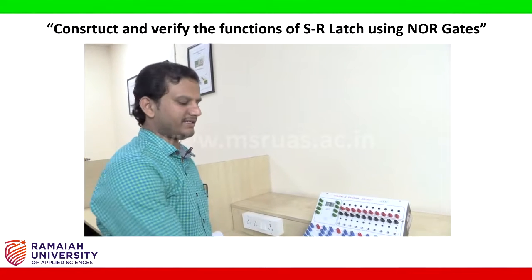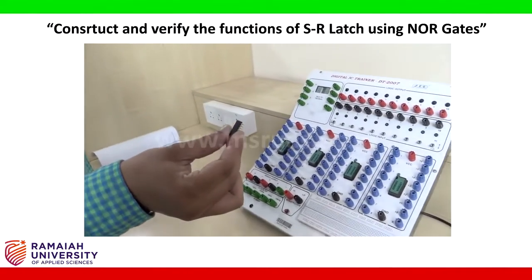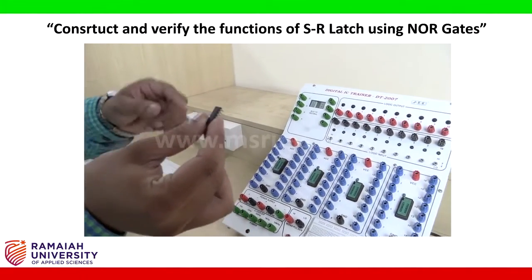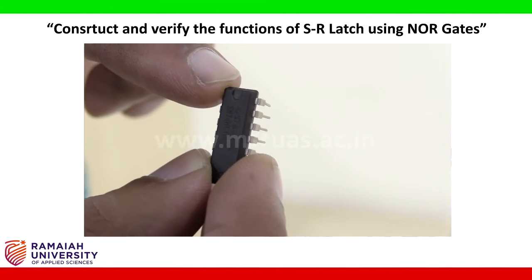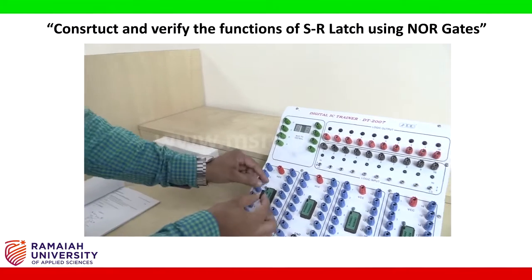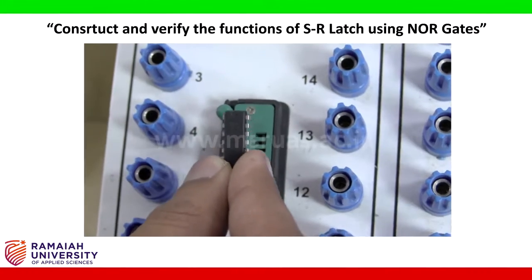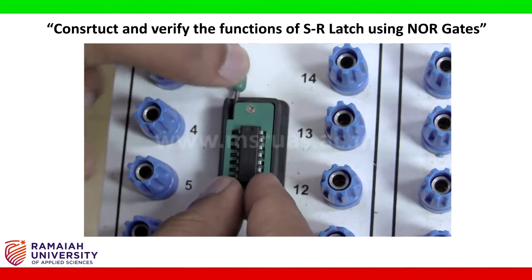Now we will place the IC into the IC base. So this is the 7402 IC which represents NOR gate, and make sure while placing the IC into the IC base, the notch of the IC should always be in the upward direction. So now I am placing it. Place it firmly and close the lever. Make sure the IC is not coming out.